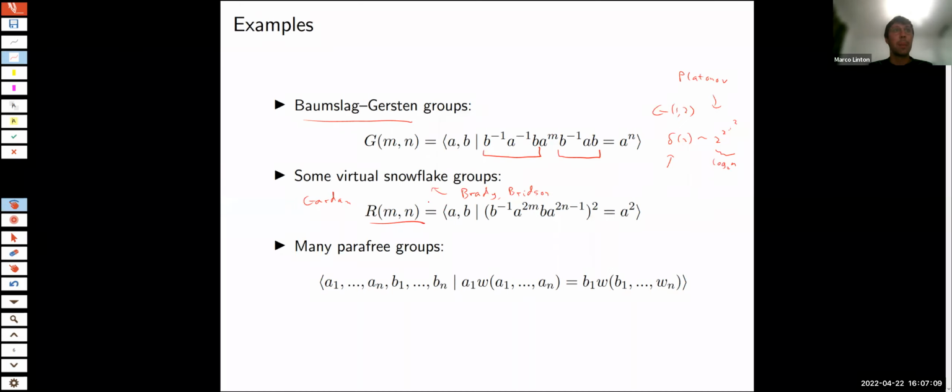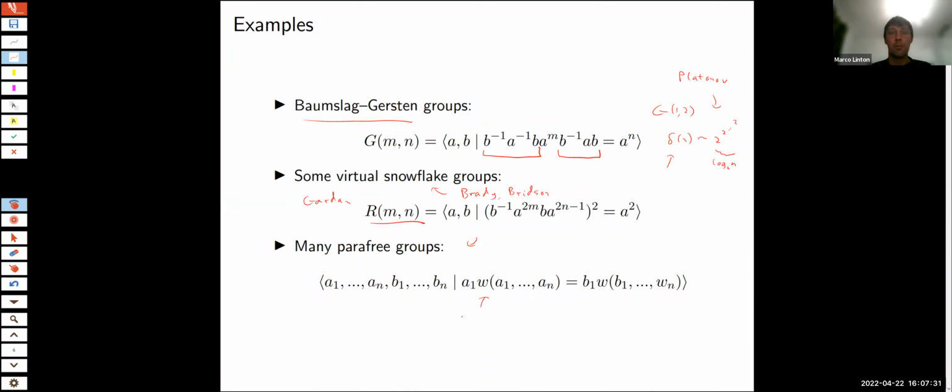And yeah, other examples are parafree groups. Many parafree groups are one-related groups. These were groups introduced by Baumslag in the 60s. I'll say a little bit more about these later on, but I've just left an example of a family of parafree groups.